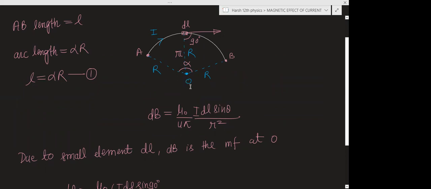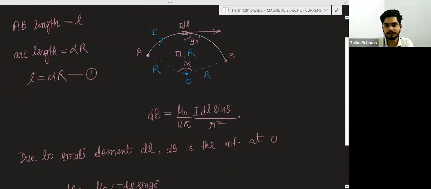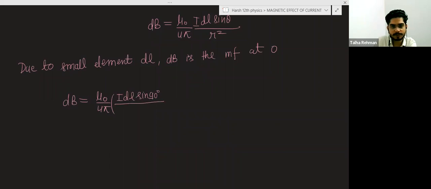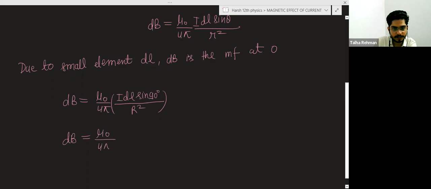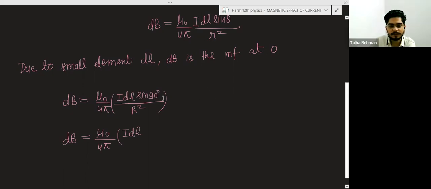So theta, you will take 90 degrees, because the angle between this dl and this r is 90 degrees. For r square, you will take capital R square. When you solve it, you will get dB is equal to mu naught divided by 4 pi, and this will become I dl only, because sin 90 is equal to 1. I dl divided by R square.